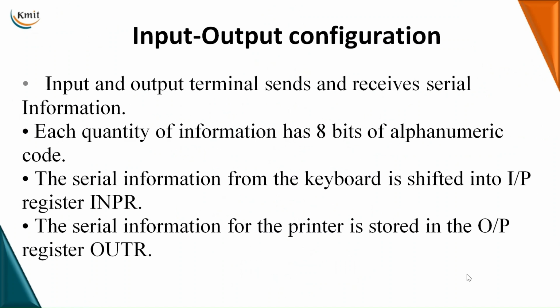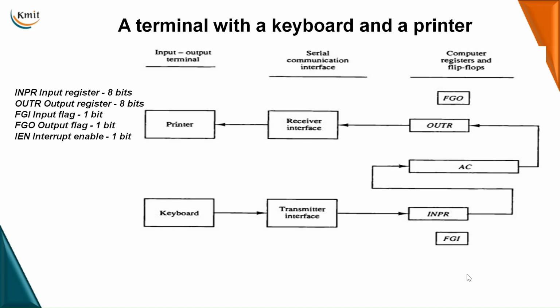So coming to the input output configuration, it can be best understood by means of a terminal with a keyboard and a printer. Consider there is a computer with a keyboard and a printer, an input device and an output device. If you look at this diagram, this particular terminal contains a keyboard and a printer, where the keyboard, the input device, has a transmitter interface connected to it, and the output device has a receiver interface connected to it. These two act as an interface between the computer system and the peripheral devices.